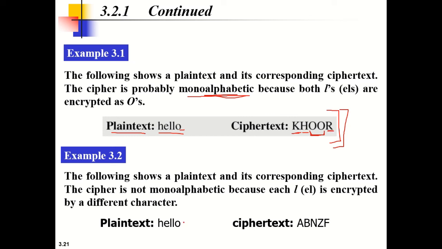Now this replacement shows you that this is not mono-alphabetic. Why? Because here both of these L have different values over here. So we cannot say that this cipher is following the mono-alphabetic way.